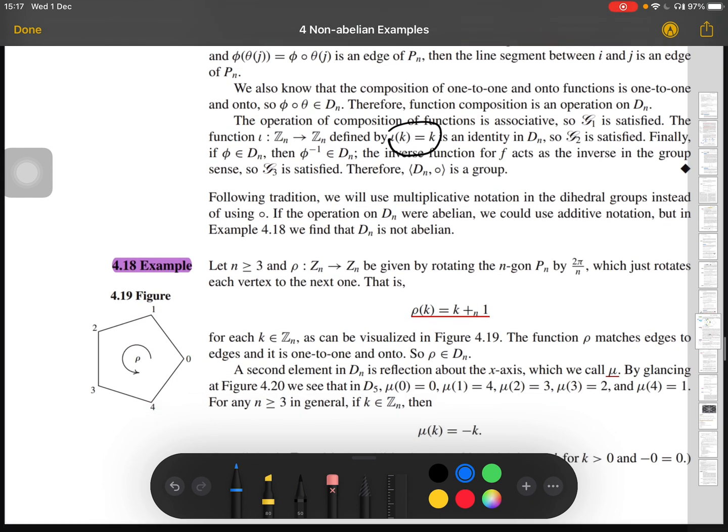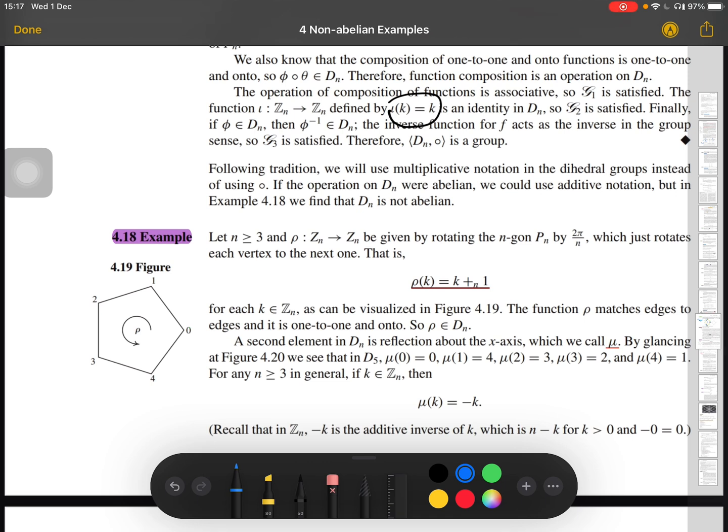Okay, look at example 418 down here. Read it together with figure 419. So see that for n greater or equal to 3, of course, our n is always greater or equal to 3 in order for us to form an n-gon. And then rho here is a mapping from integer modulo n to integer modulo n given by rotating the n-gon Pn by 2 pi over n, which just rotates each vertex to the next one.